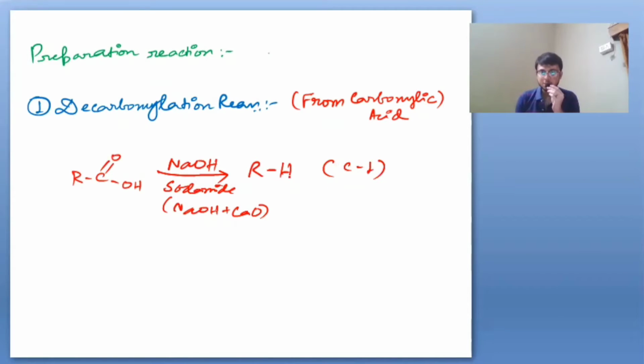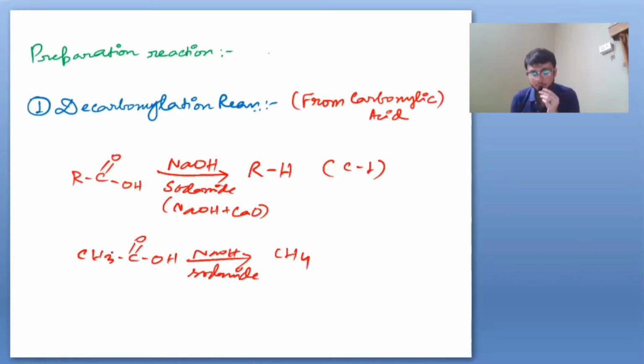So what is a C minus 1 reaction? That is, if we take an example like this, and if we just do this process, what happens? This comes CH4. So here we had 2 carbons, but here as you can see we have 1 carbon. So that's why it's a C minus 1 reaction.